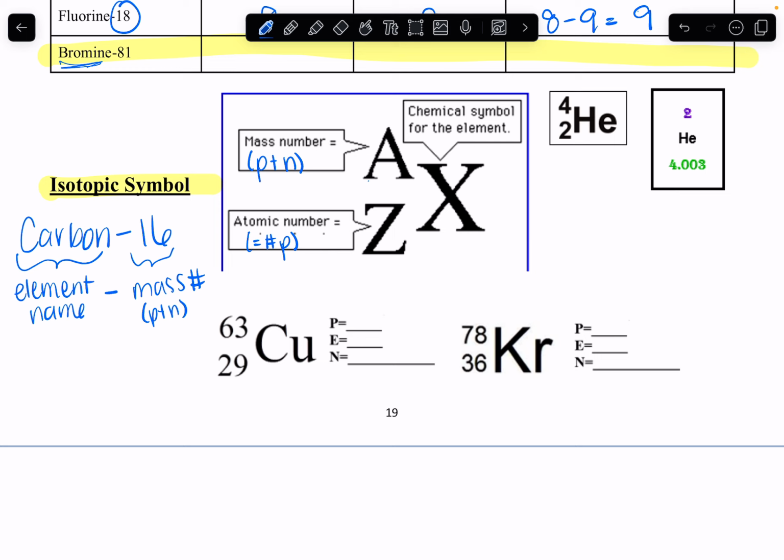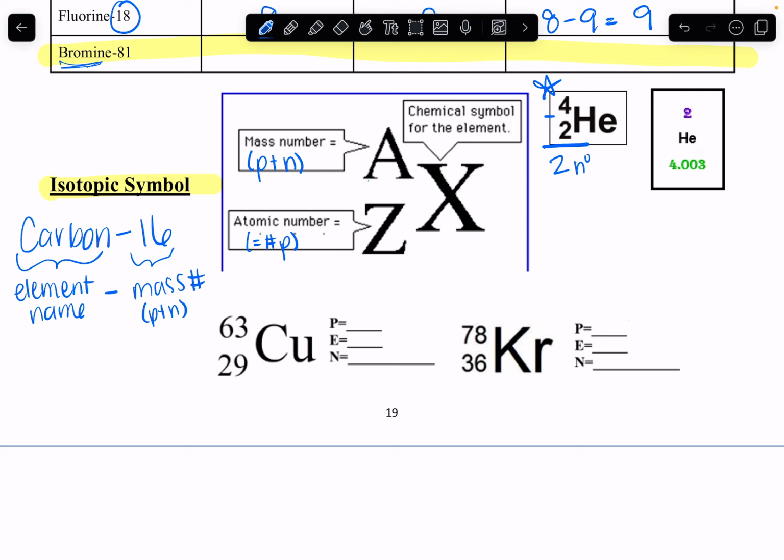So for example, I'm looking over here at helium. I have a mass number of 4 and an atomic number of 2. If I want to find the number of neutrons, you set it up like a little flashcard, right? You've got 4 minus 2. So I have 2 neutrons.